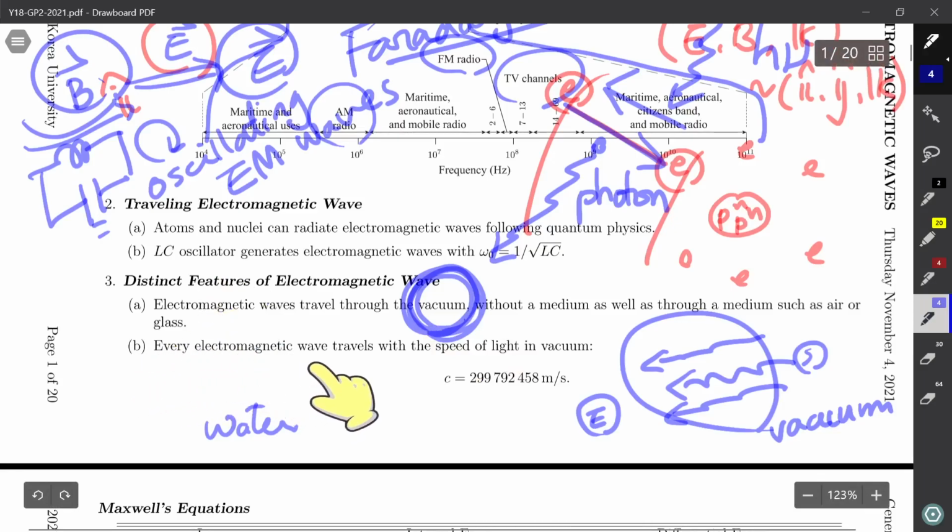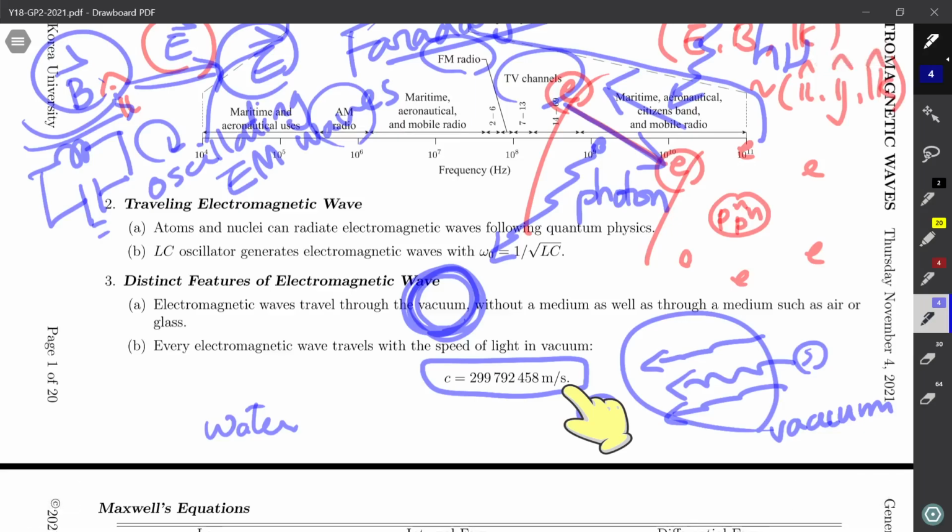Every electromagnetic wave travels with the speed of light in vacuum. This is another important point. 299,792,458 meters per second is uniquely defined for every, without exception, every electromagnetic field in vacuum.